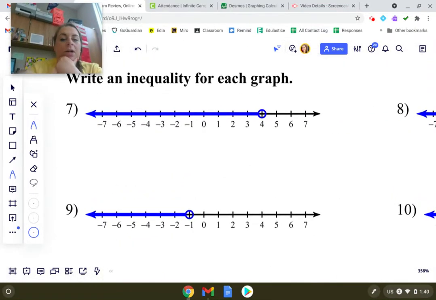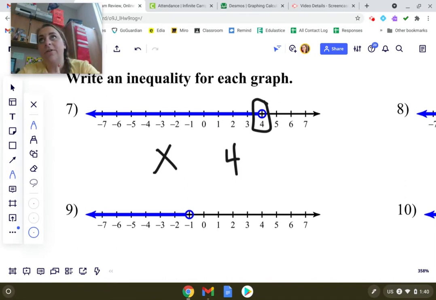Okay, so this one here, I'm going to start with x, and I'm going to start where the number is, so 4. Then I look and see, okay, it's an open circle, so that means I don't need an equal to. And then the last thing I have to figure out are the numbers. Is x greater than 4, or are they less than 4? And in this problem, they are less than 4, so my Pac-Man's going to be eating my 4.